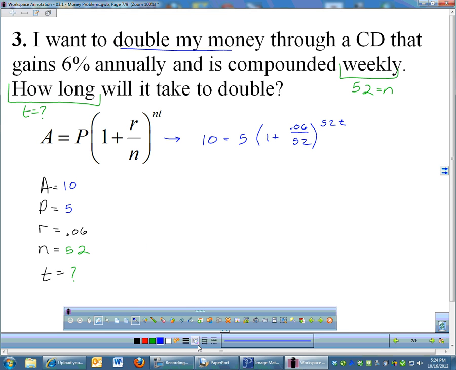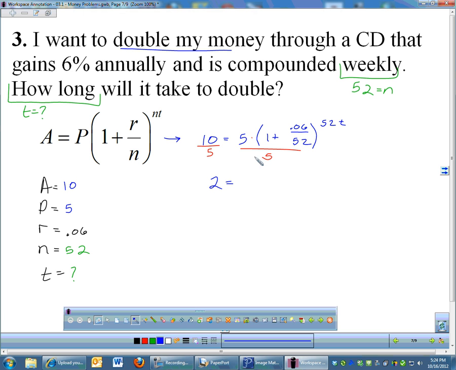And this one, in my opinion, is the most difficult kind to solve because my T, my variable, is in the exponent, which is what we were solving on that test we took not too long ago. So if I'm going to solve this, the first thing I'm going to do is divide by 5. I have 5 times stuff. I'm going to divide by 5. And when I divide by 5, I will get 2.